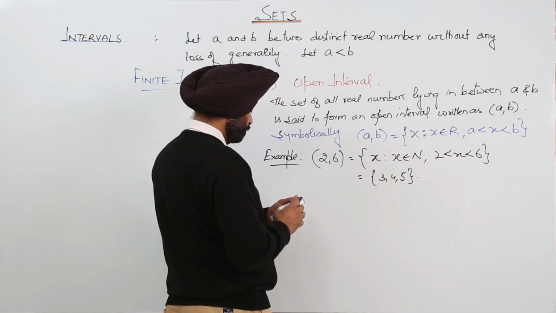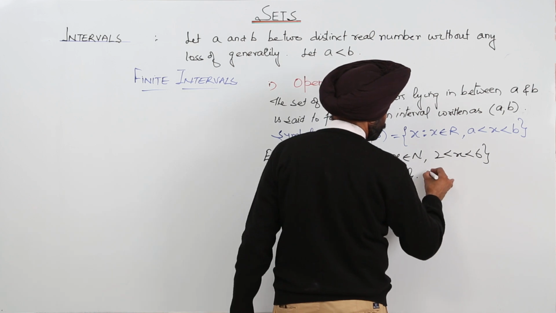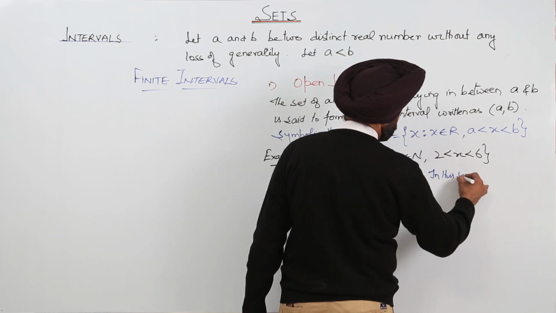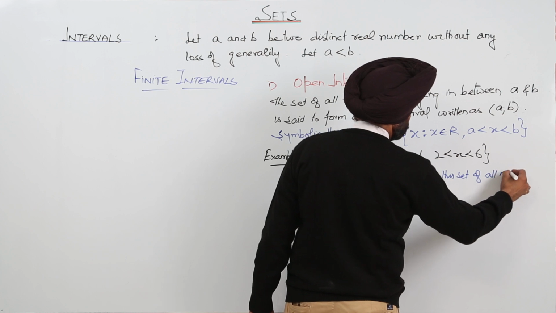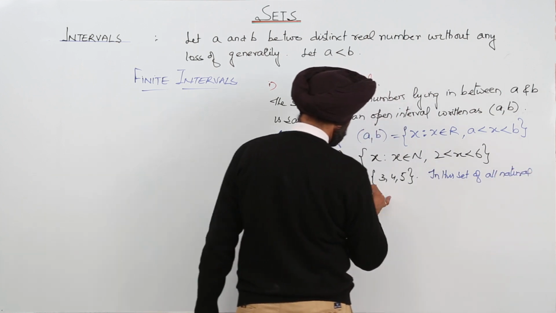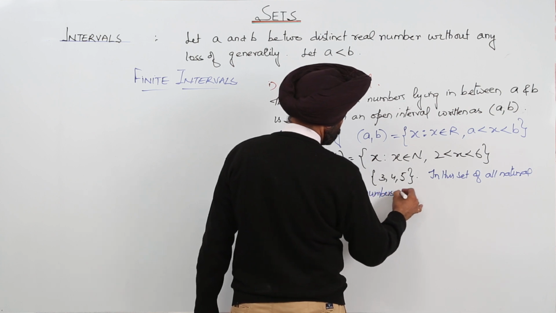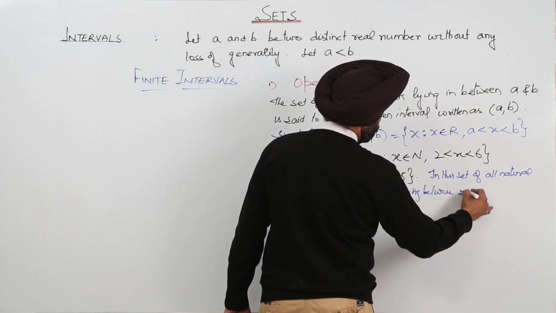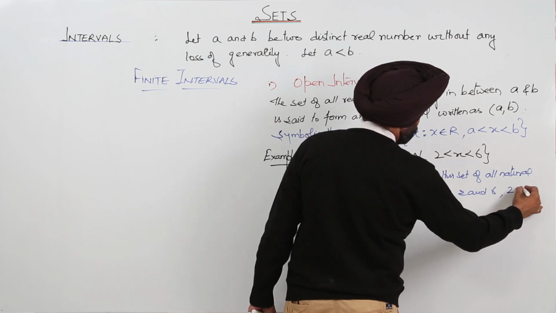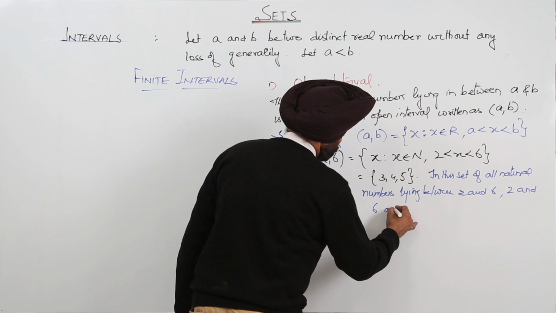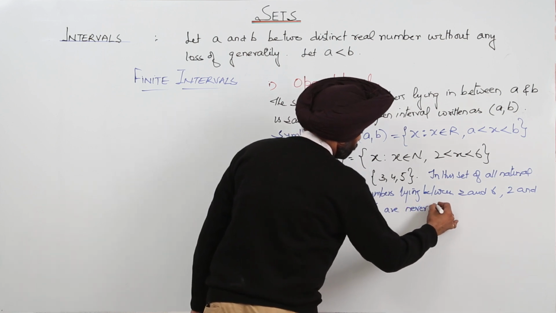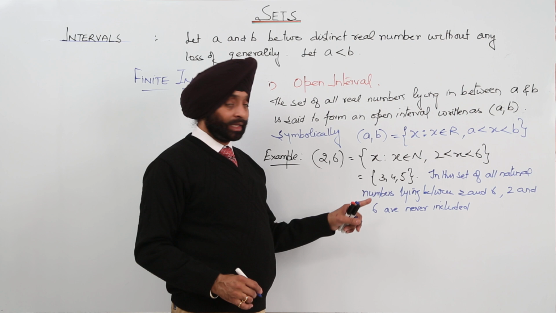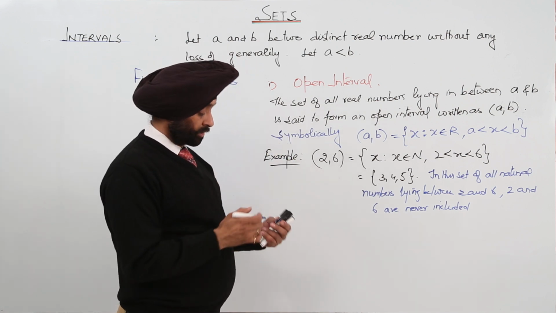Now here one more thing. In this set of all natural numbers lying between 2 and 6, 2 and 6 are never included. In this example, 2 and 6 are never included, only all the elements lying in between 2 and 6.